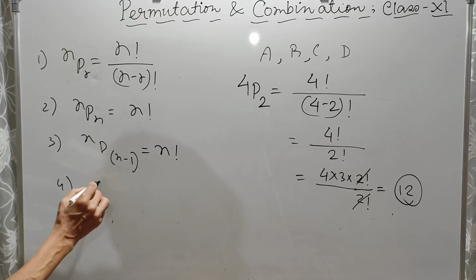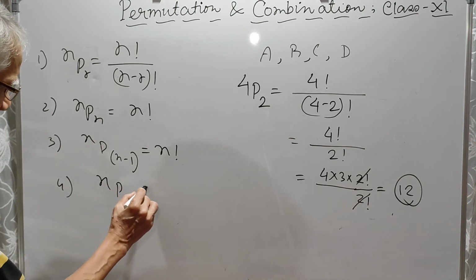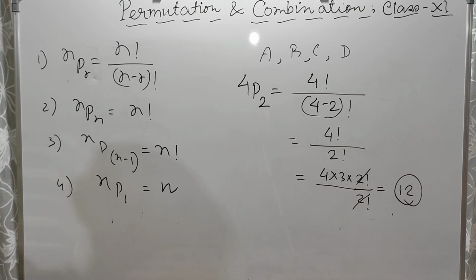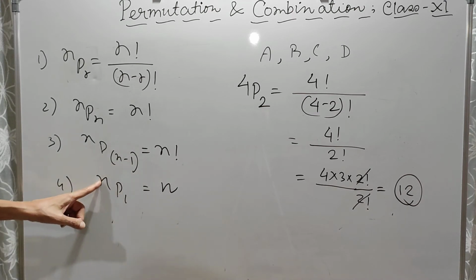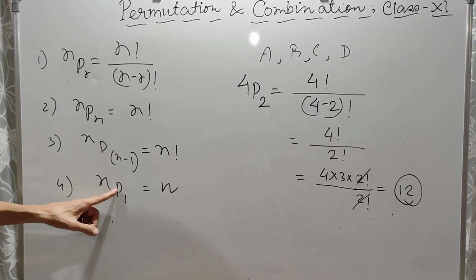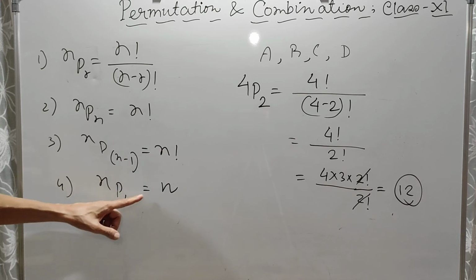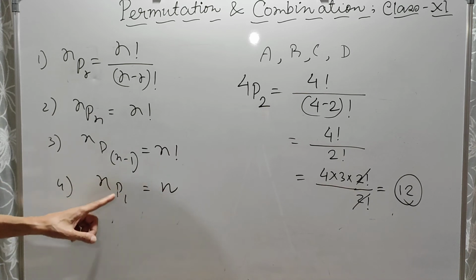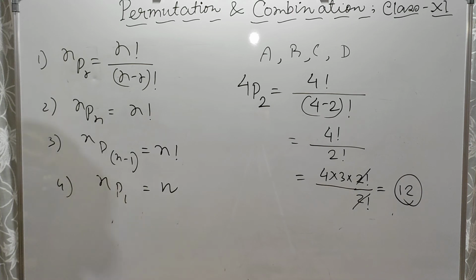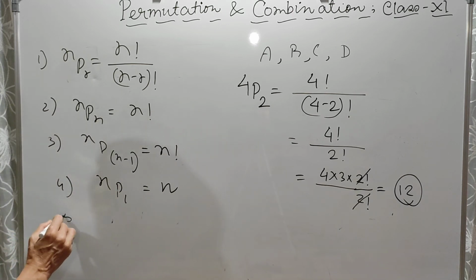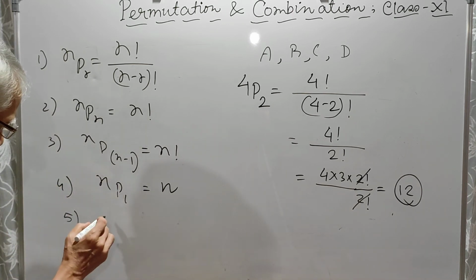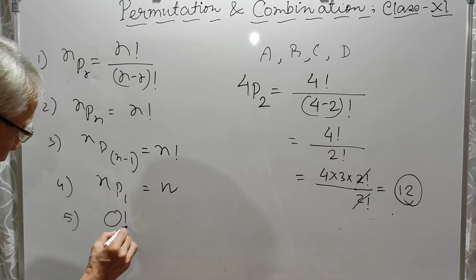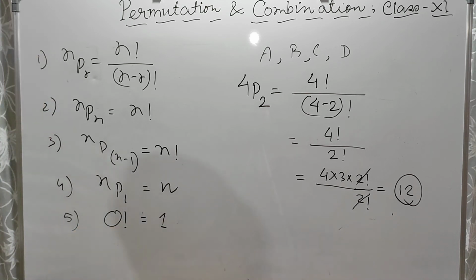Then nP1 is n. The number of permutations of n things taking 1 at a time. So the number of permutations of 6 things taking 1 at a time is 6. Of 3 things taking 1 at a time will be 3. That way, of n things taking 1 at a time will be just n. Then the one I already wrote before, factorial 0 equal to 1. This value you have to memorize.